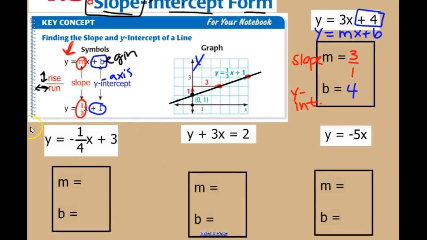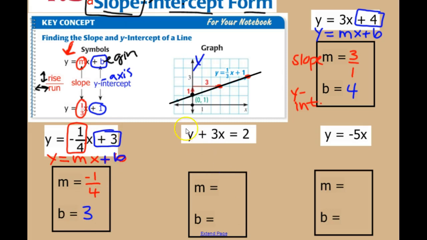This one is also in the form y equals mx plus b. So our m in front of our x right here is the number negative 1/4. I just put the negative on the top. And then b, where we're beginning our graph, right here should be a 3.